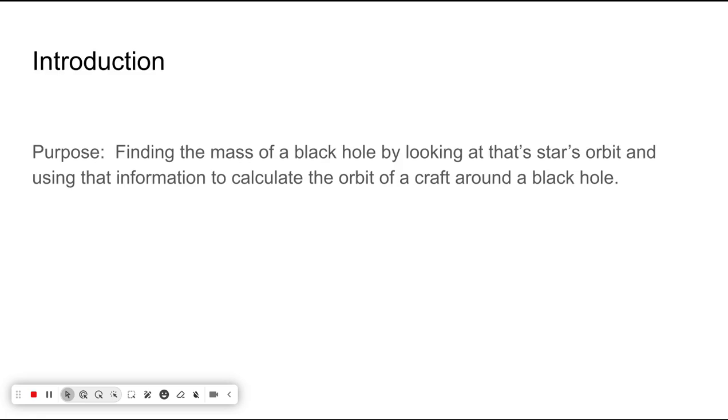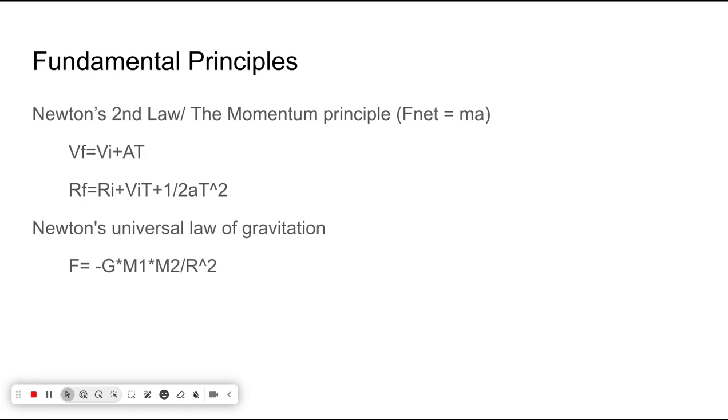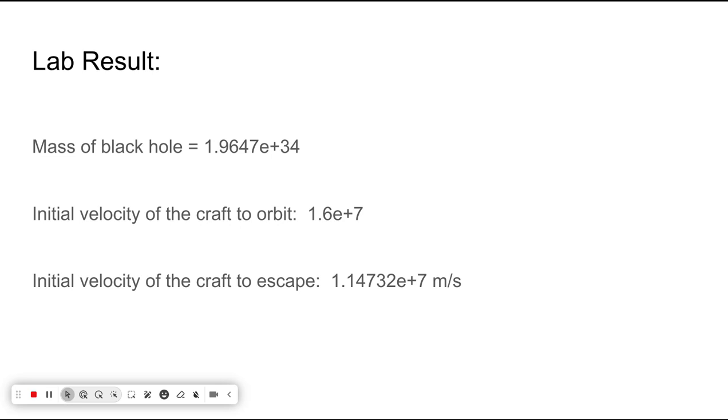There's no camera. Okay, here's the introduction. The purpose is just to find the mass of the black hole by calculating the orbit of a planet around it, and then using that mass to find the initial velocity a spaceship needs to escape the black hole or orbit it, either or. Here are the fundamental principles. They're kind of the same things we've been doing for the past couple weeks. It doesn't really matter. Here are the lab results.